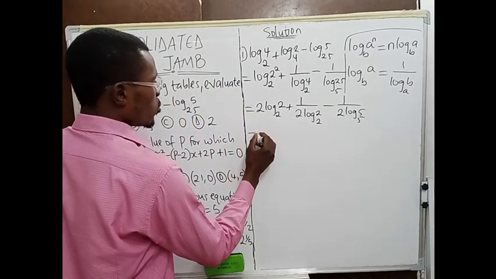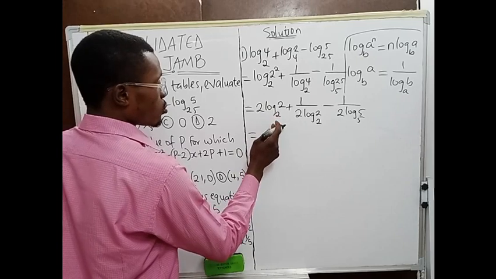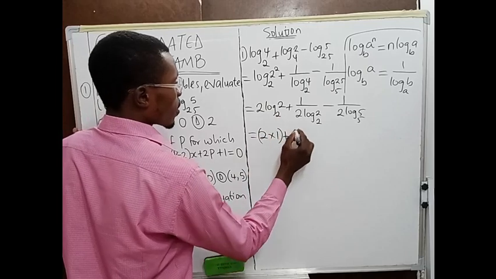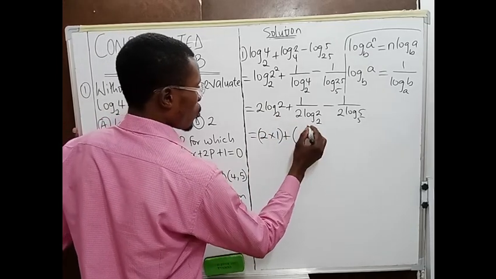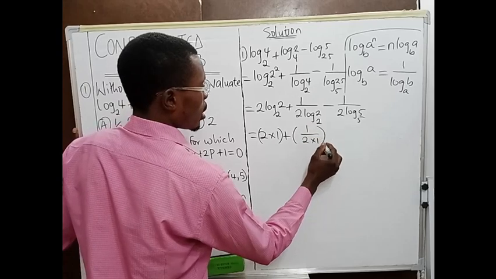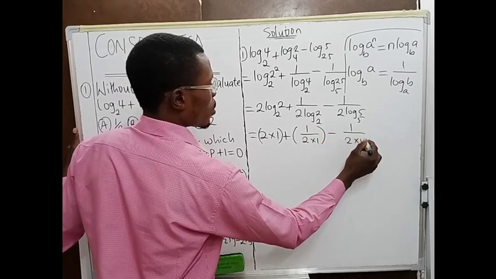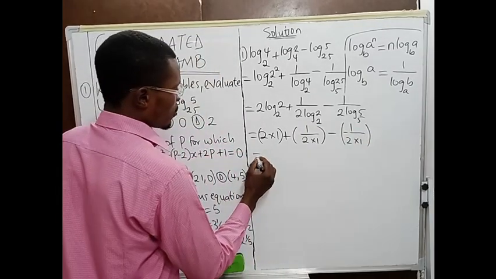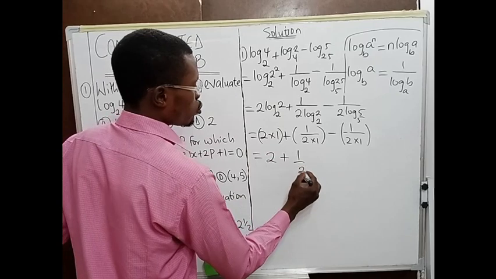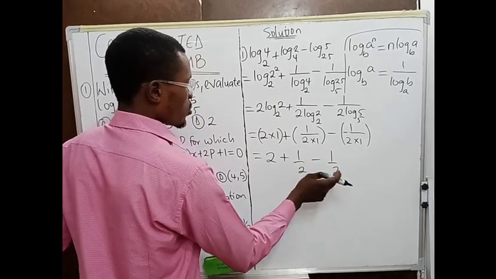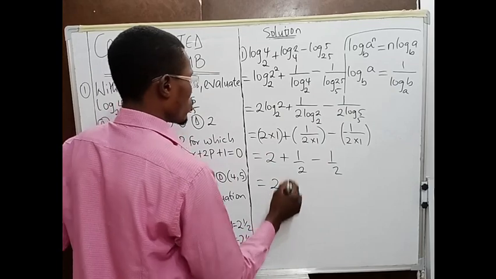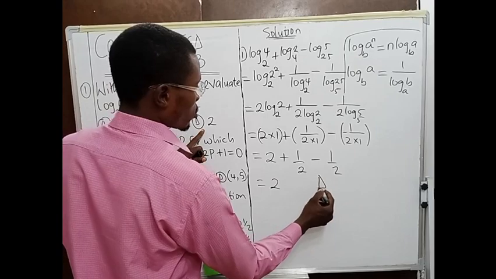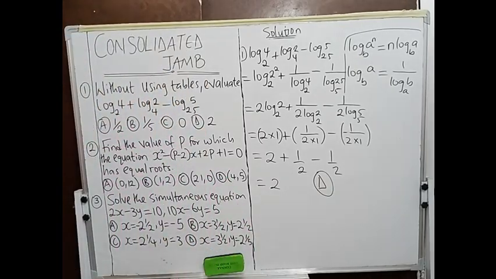All right, this is going to give me what now? Log of a number to the same base is what? 1. So I'm going to have 2 times 1 plus 1 over 2 times 1 minus 1 over 2 times 1. So what does this give me now? I'm going to have 2 plus 1 over 2 minus 1 over 2. 1 over 2 minus 1 over 2 is 0. So I'm going to have 2. And that is given by option D. So option D gives the correct answer to number 1.